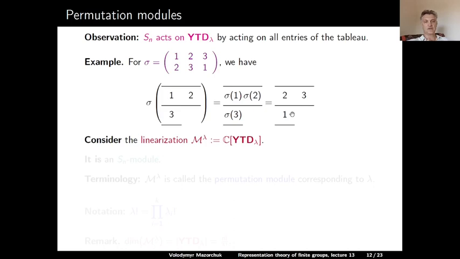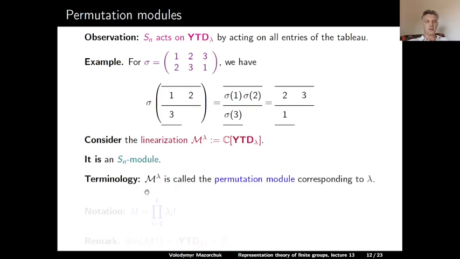And again, we can consider the linearization of this action. This is an Sn module, which we denote by M upper lambda, curly M upper lambda. This now heavily depends on the shape lambda.